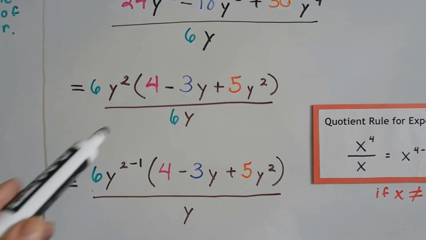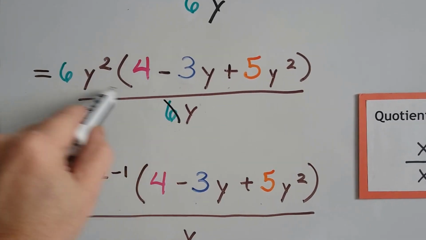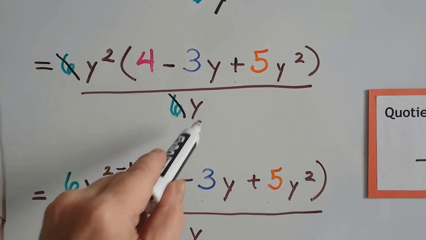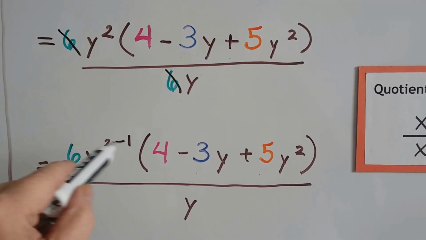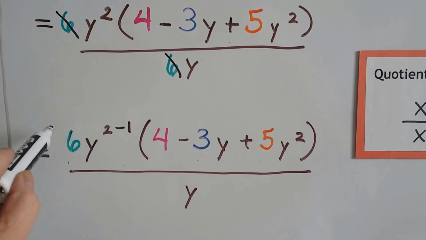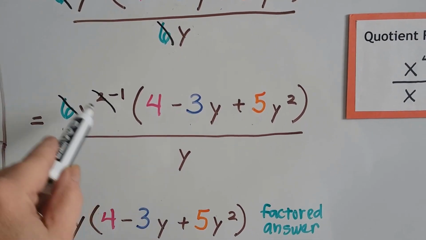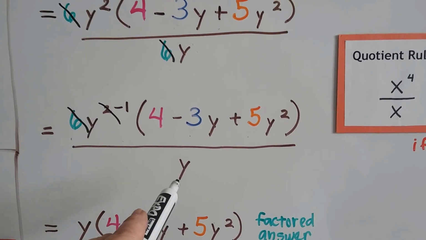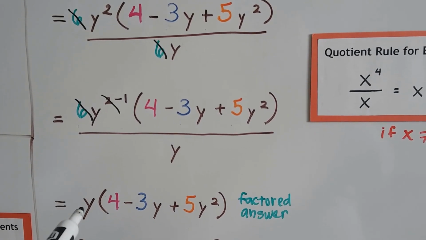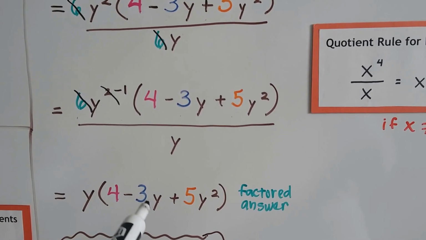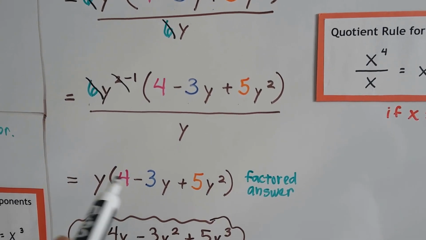Now, this 6 cancels out this 6. This y cancels out one of these y's as a 2 minus 1. See? So now we end up with just a y here, and we can rewrite it as y times 4 minus 3y plus 5y squared. So that's our factored answer, see?